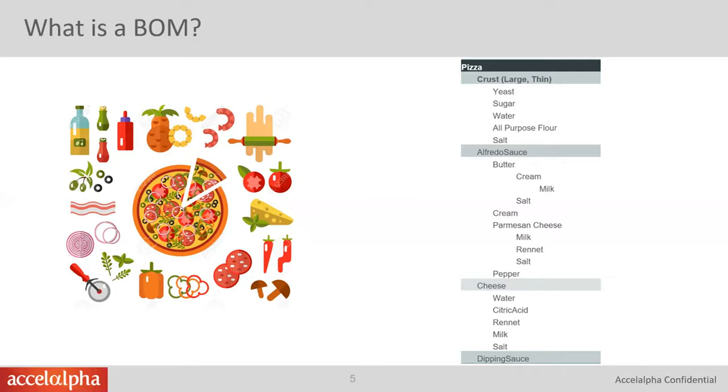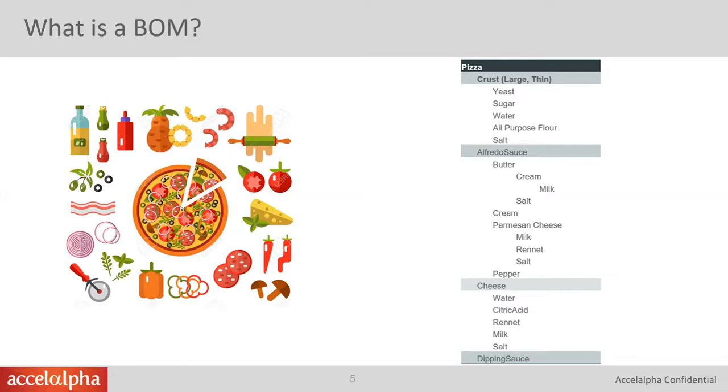Pizzas are made up of a crust. That crust might have a bunch of ingredients in it: yeast, sugar, water, flour, salt, and so on. There's a sauce on top of that pizza. Before you shoot me, there's a good reason why I use that Alfredo sauce instead of tomato sauce. I wouldn't dare eat a pizza with Alfredo sauce myself, but I wanted to demonstrate that Alfredo sauce is a little bit more complex than a tomato sauce.